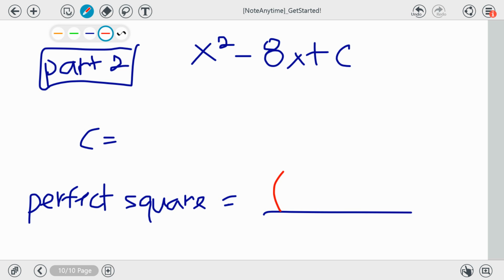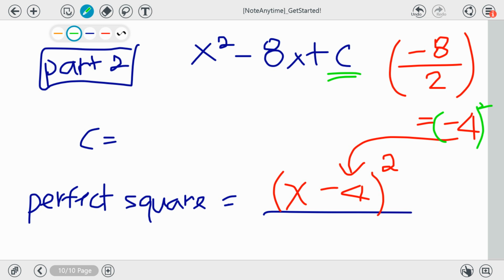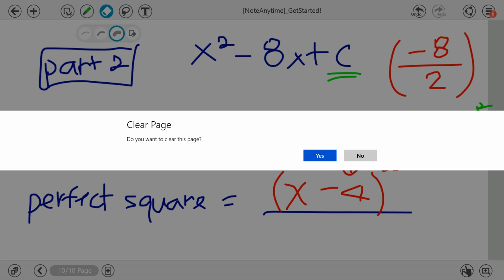In order for you to find the perfect square, it's always going to be in this form. All I'm going to do is divide the middle number, which is negative 8, by 2, which gives me negative 4. And that's what goes inside the parentheses. Now, in order to find c, the last term, I'm just going to square the number I just found, which gives you positive 16. And this is the second portion of your homework, which isn't too bad at all. Just rewind it if you really need to see it again.